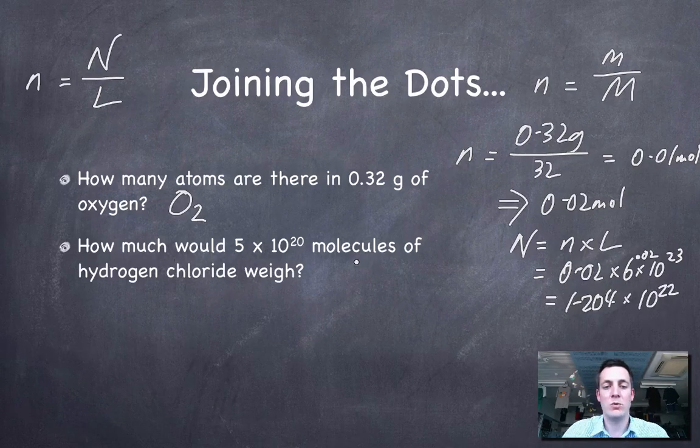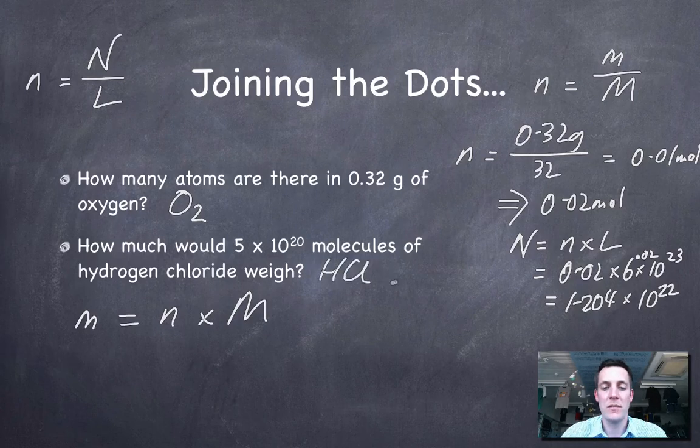Okay, how much would 5 times 10 to the 20 molecules of hydrogen chloride weigh? I'm trying to find a mass. And in order to do that, I want to take the number of moles times the molar mass, but I don't know the number of moles yet. I can find the molar mass of hydrogen chloride because I know it's HCl. So that, if you add up hydrogen and chlorine, is 36.46. So this is going to be the number of moles times 36.46.